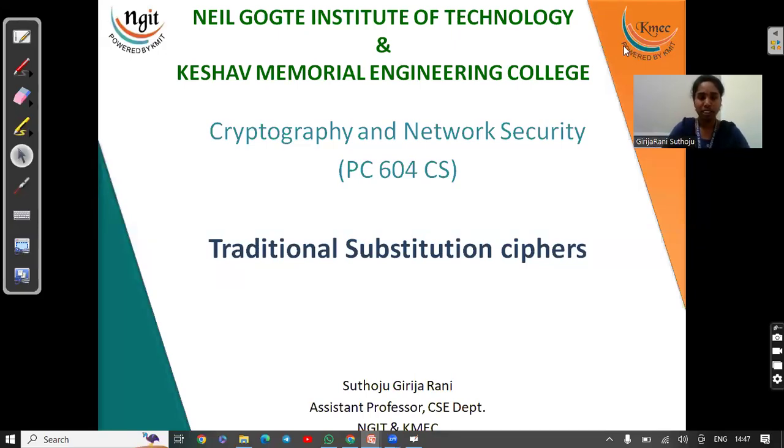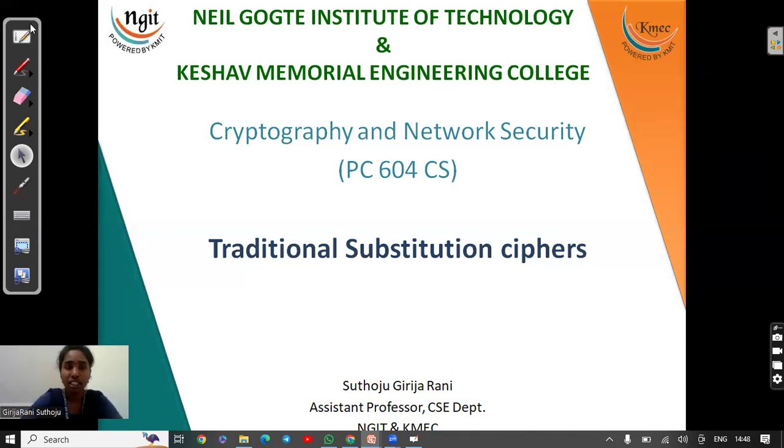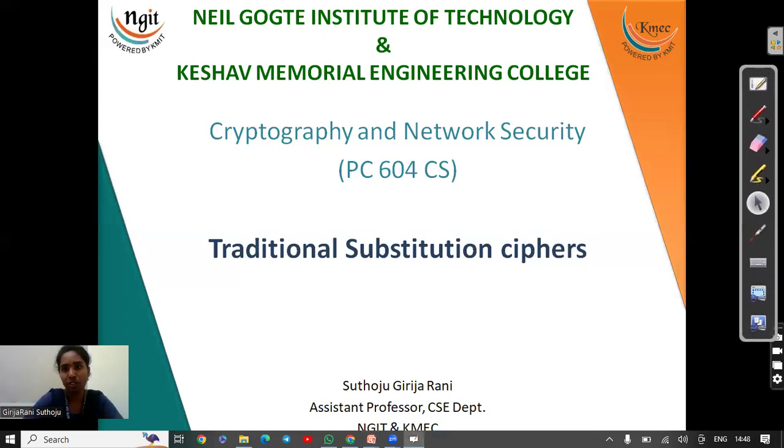Today we are going to discuss traditional substitution ciphers. Traditional ciphers are divided into two types: substitution and transposition. In the substitution type, we will be replacing our plain text alphabet or any input with some other text. Whereas in transposition, we will be concentrating on the rearrangement of the plain text values.